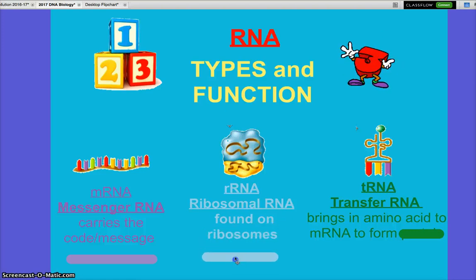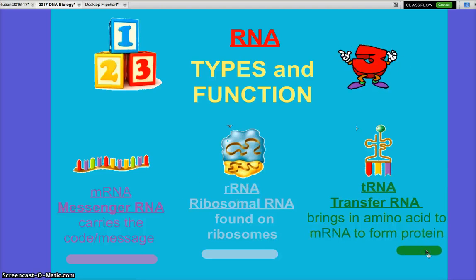So tRNA, oh, this is wrong. That says R. Should have kept my glasses on. tRNA brings in the amino acid to mRNA to form a protein, okay? And rRNA is just considered ribosomal RNA because it's found on the ribosomes. That's all you have to know.